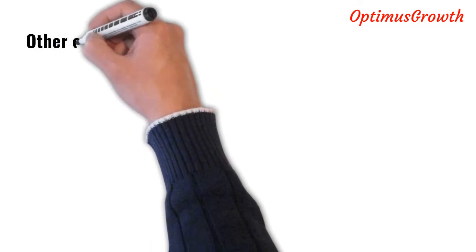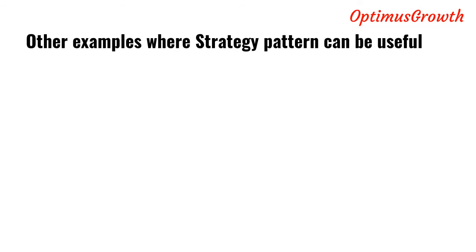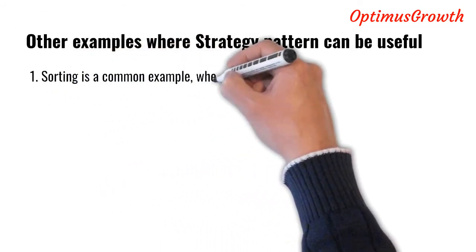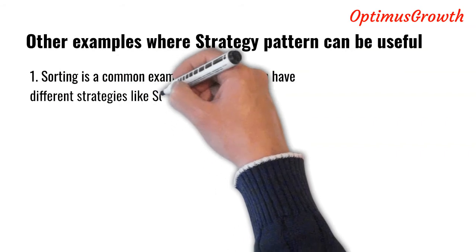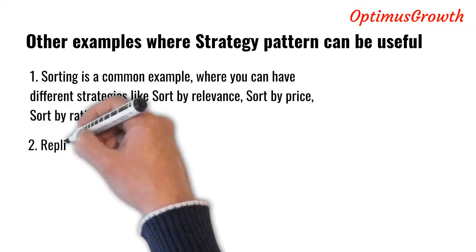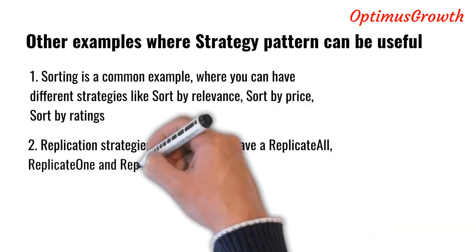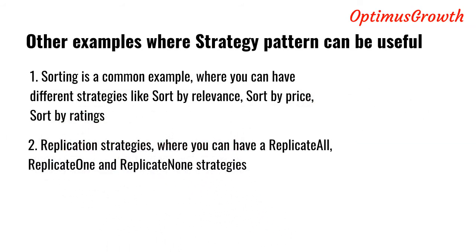Please also note down the other examples where strategy pattern can be useful. Sorting is a very common example of strategy pattern where you can have different sorting strategies like sort by relevance, sort by price, or sort by ratings. The second example could be having replication strategy to replicate your data across multiple servers. And you can have multiple replication strategies like replicate to all servers, replicate to one server, or even don't replicate at all.